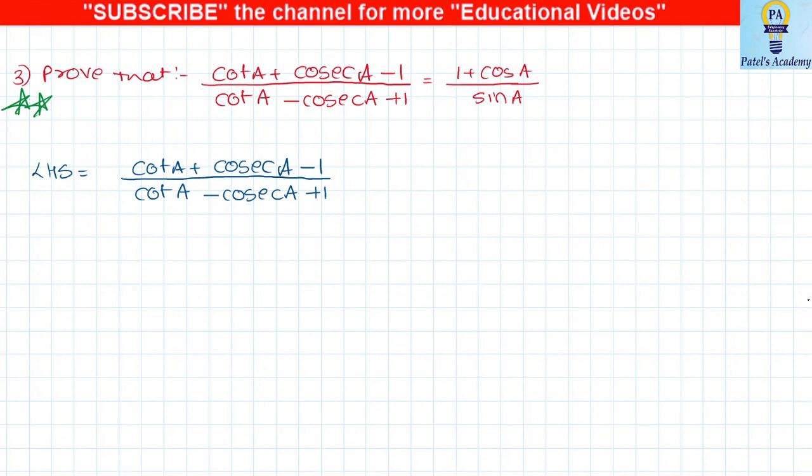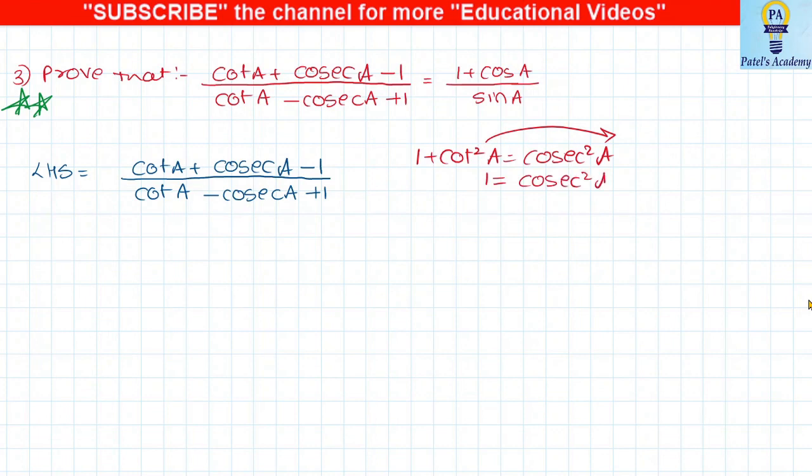Now we know the identity. What is that identity? 1 plus cot square A equal to cosec square A. So if I shift this over here, what I'll get, 1 equal to cosec square A minus cot square A. Now this is nothing but in terms of a square minus b square. What is a square minus b square? (a plus b)(a minus b).